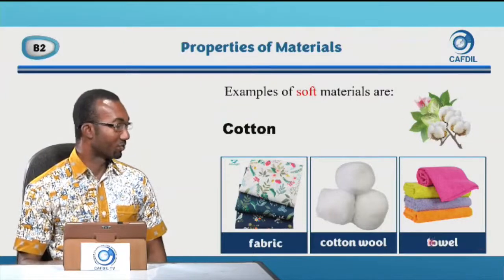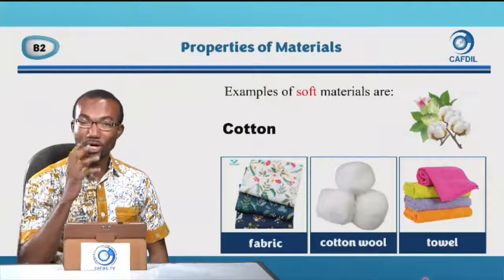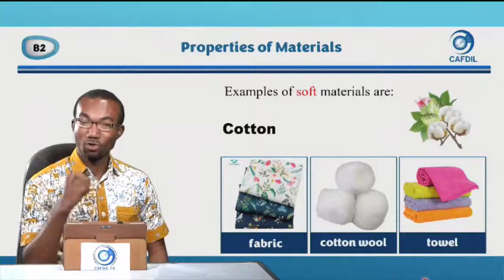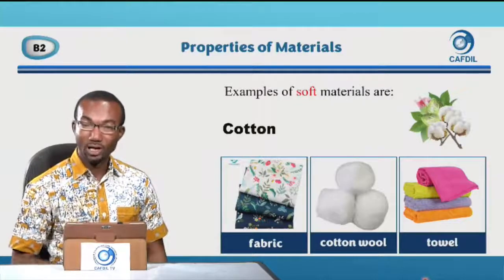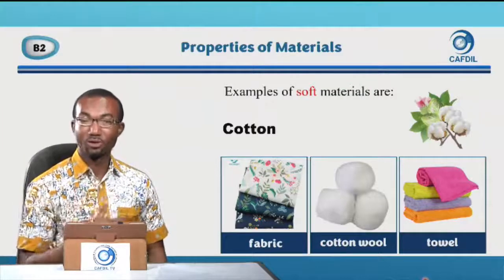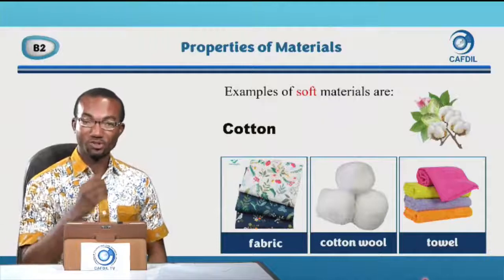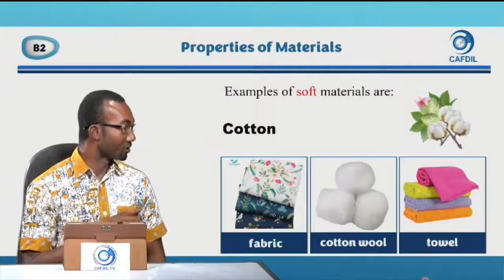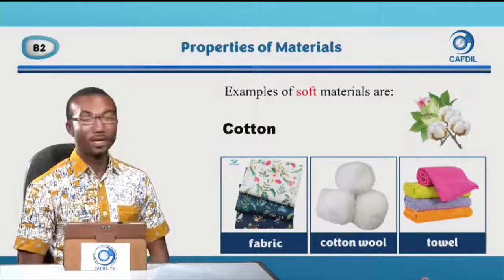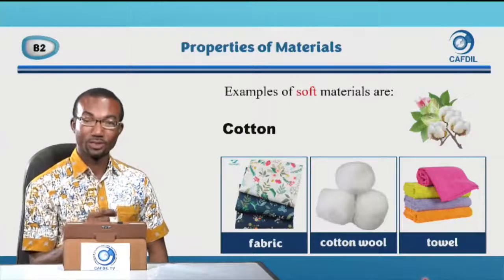And then you also use it for towel. Assuming the towel you use at home, or your face towel, or your handkerchief is made of metal or stone or wood, how will you use it to dry yourself when you sweat or when you finish taking your bath? So cotton is soft, and because it is soft, we use it to make fabric, and we use it to sew dresses, for cotton wool, and then for towel. So some materials are soft.